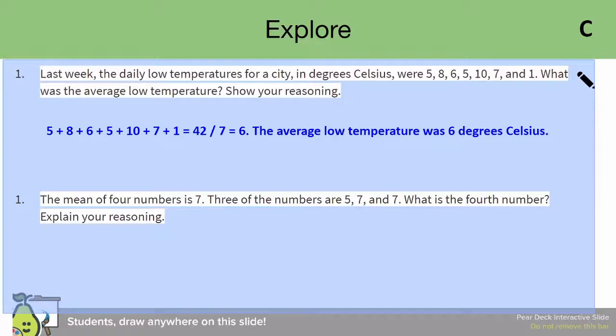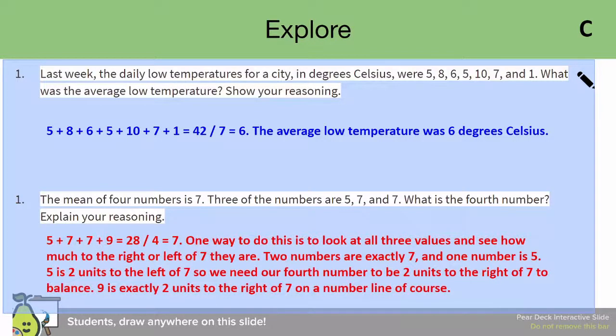All right, welcome back. So let me share with you one of the ways of doing this. 5 plus 7 plus 7 plus 9 equals 28. And 28 divided by 4 is 7. So where did we get the number 9 from? Well, one way to do this is to look at all 3 values and see how much to the right or left of 7 they really are.